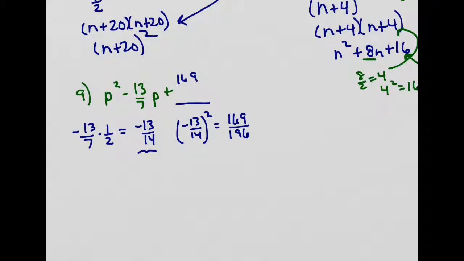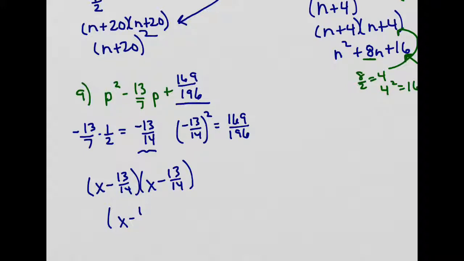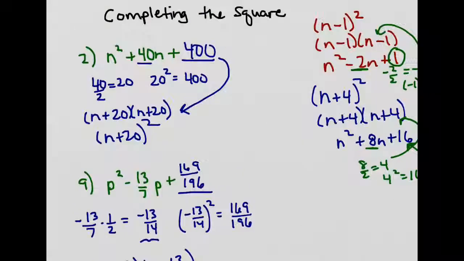So now that my square is complete, I can go ahead and write it as a perfect square. So it would be x minus 13 over 14 times x minus 13 over 14, or we can take the shortcut method and just write it as a square: x minus 13 over 14 squared. And that's how you do problems 2 and 9 from the analytic geometry homework.